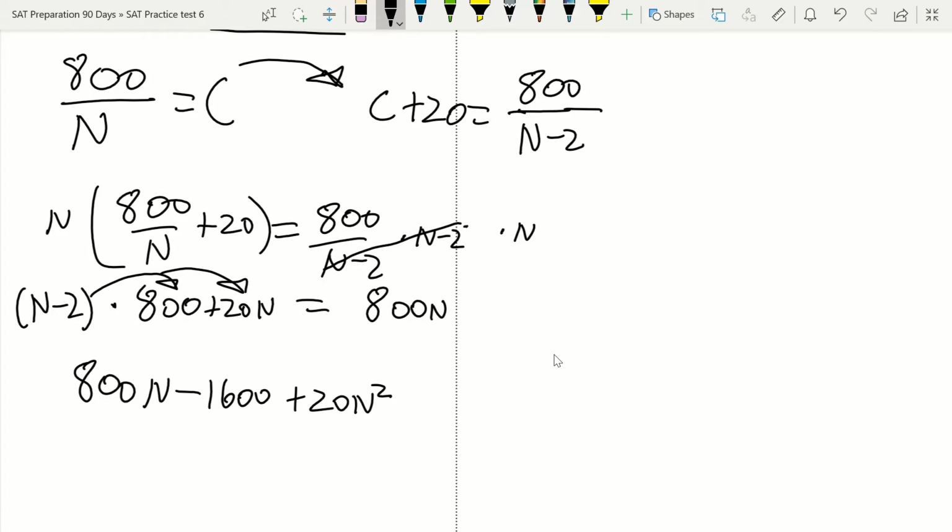And then what's plus 20N times negative 2? That's going to give me minus 40N. Okay, that's all equal to 800N. At this point, we go ahead and we solve for N.